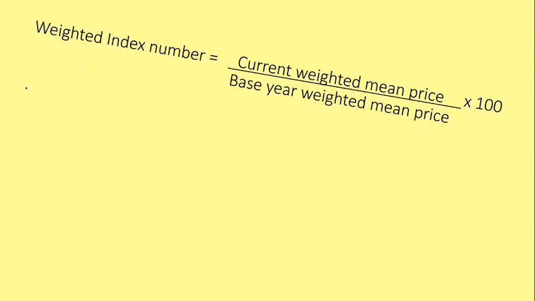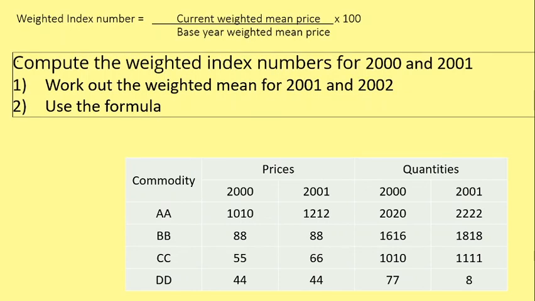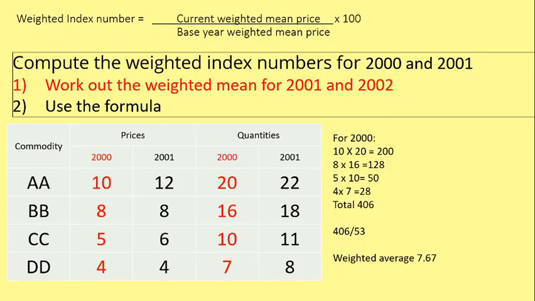So you need to remember what weighted mean means, which we've done previously, so I'm going to explain to you again. So let's do it. Compute the weighted index numbers for 2000, 2001. Okay, so we're using 2000 as a base year, and the quantities in this situation are the weight. So what we need to do first, we need to work out the current weighted mean price of 2000 and 2001. And then we just use the formula to substitute back in. Pause the video if you think you're smart enough to do it. I'm going to keep going.